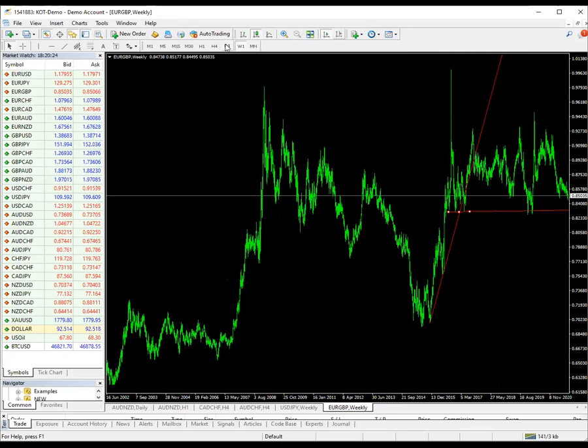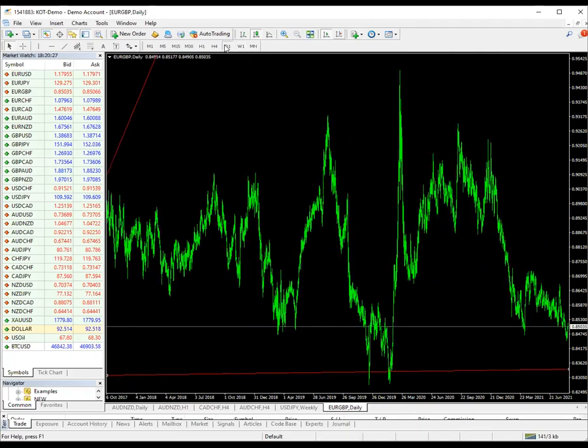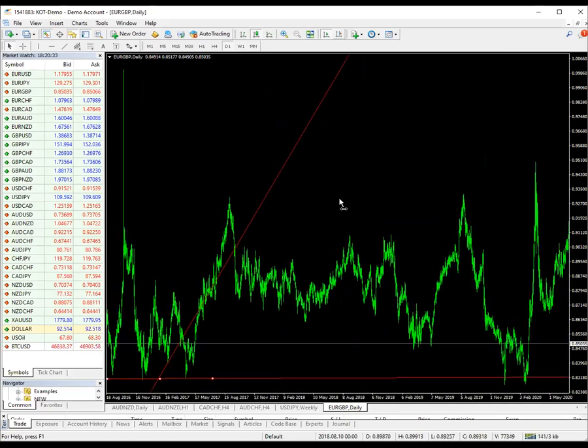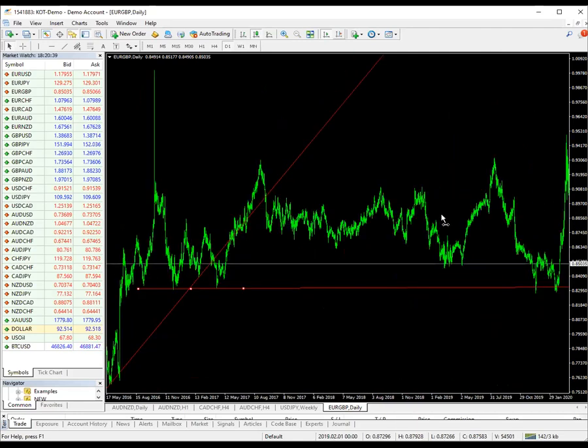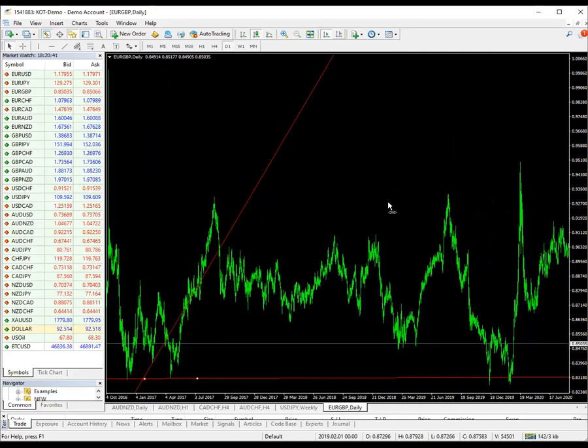These are the two lines. So I bring them to daily, and you are seeing the same thing. Is that okay? Good. So as you can see, this is it on daily.